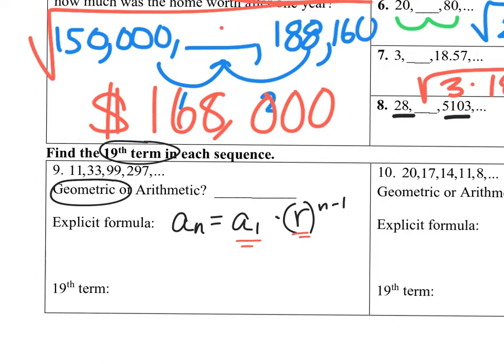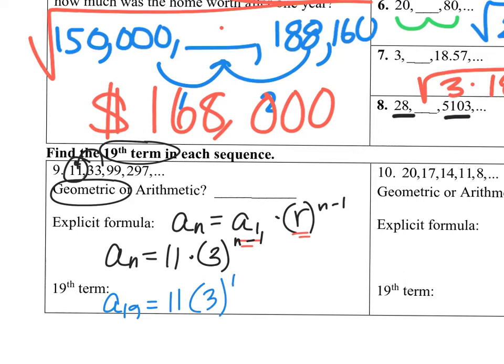So my a sub n equals, my a sub 1 is my first term, which is 11, and my r is going to be the common ratio. To find the common ratio, you take the second term and divide it by the first term. So my r is 3, and this is going to be to the n minus 1 power. To find the 19th term, you're going to plug in 19 for n.